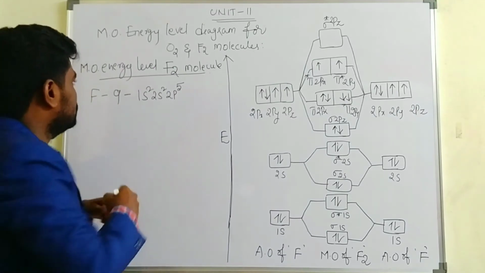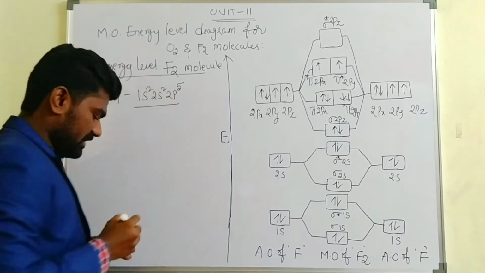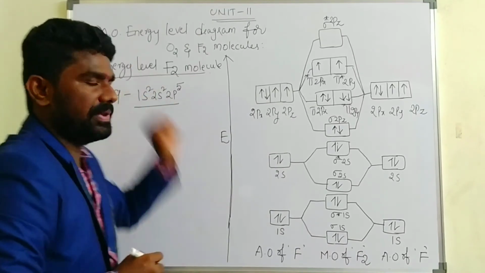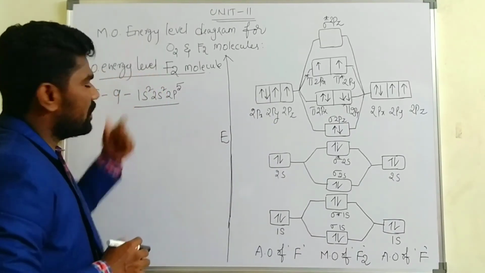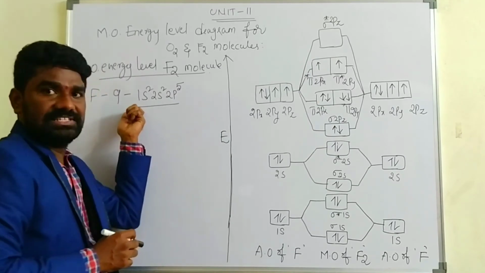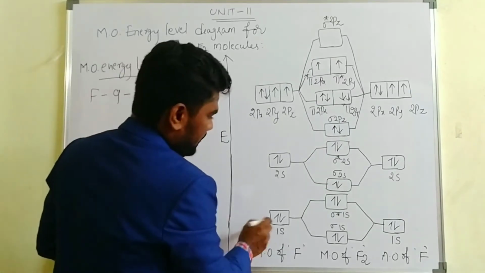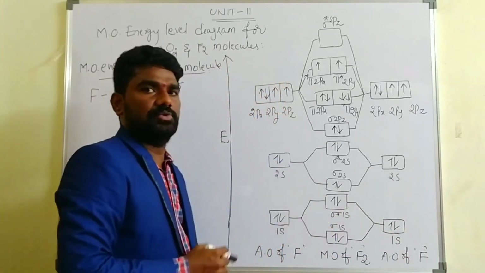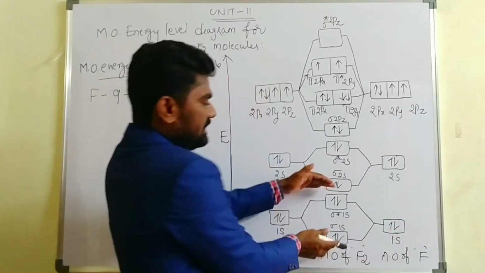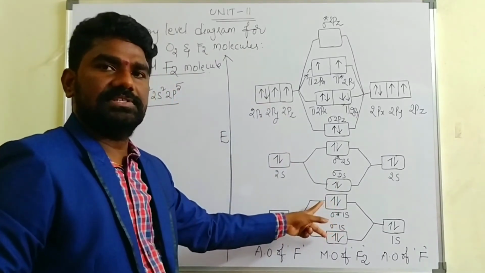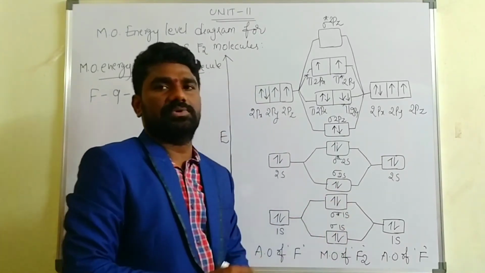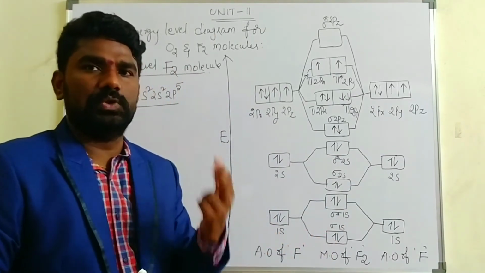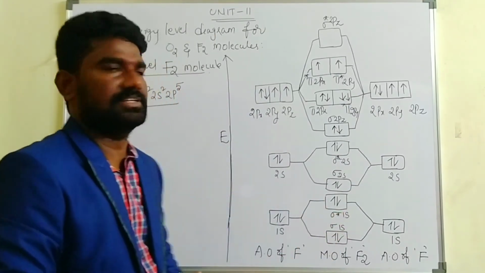Again, we need to come to the electronic configuration of the fluorine atom, that is 1s2, 2s2, 2p5. From the 1s2, here also we have 1s having 2 electrons. So 2 electrons from one fluorine atom, 2 electrons from the other fluorine atom. Total 4 electrons we can fill in the 2 molecular orbitals, sigma 1s and sigma star 1s, each orbital having 2 electrons. The 4 will be finished here, isn't it?